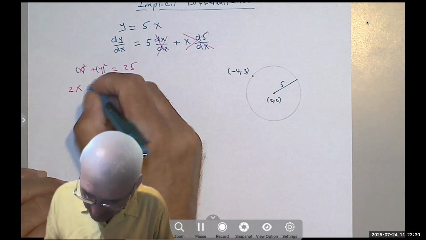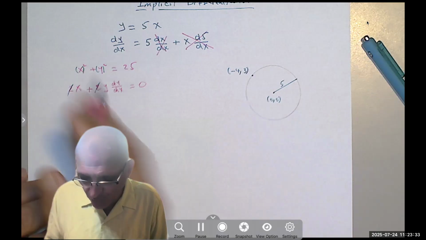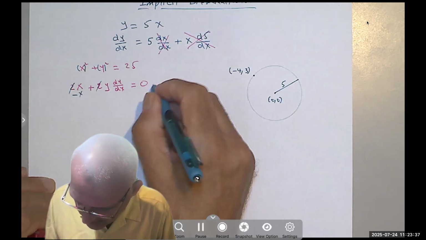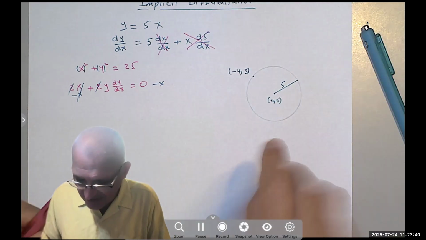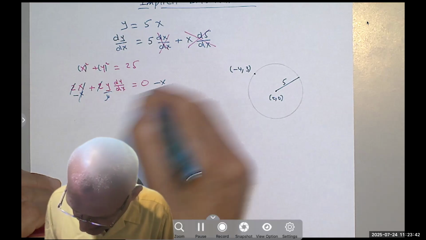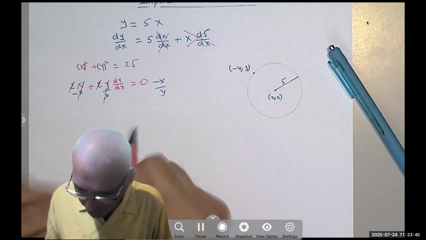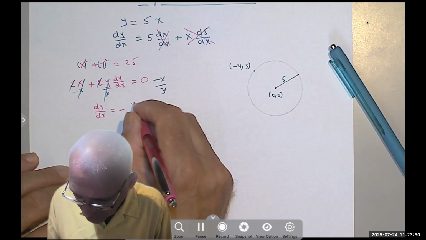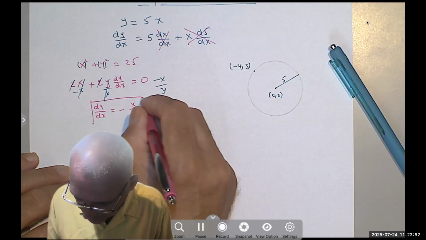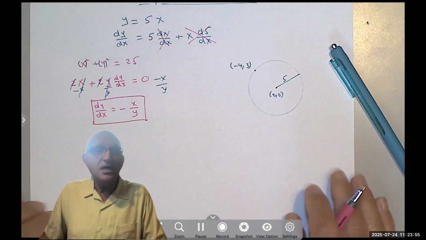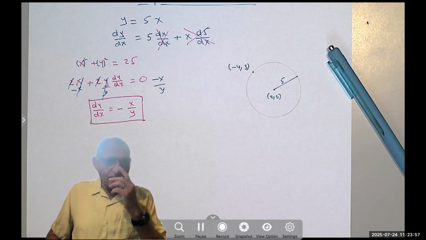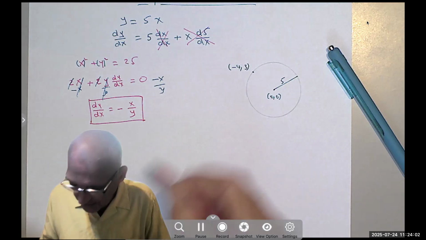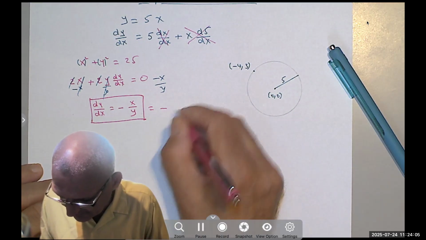I divide both sides by 2, and then I move the x. So I'm going to subtract x from both sides. And then I'm going to divide by y both sides. So I get y prime or dy/dx equals negative x over y. So at any point on the circle, I can find the slope by just substituting the x and the y. So in this case, it's negative.